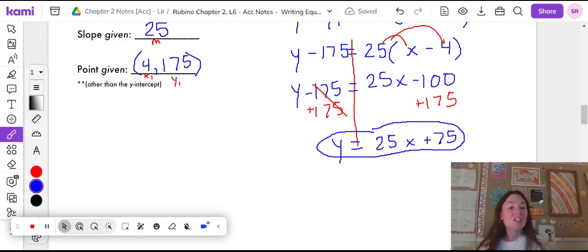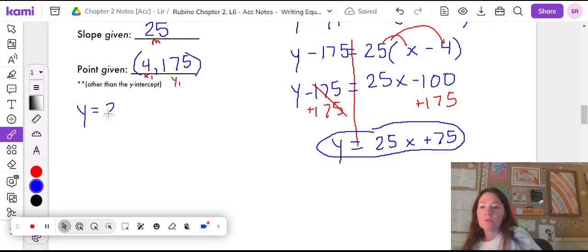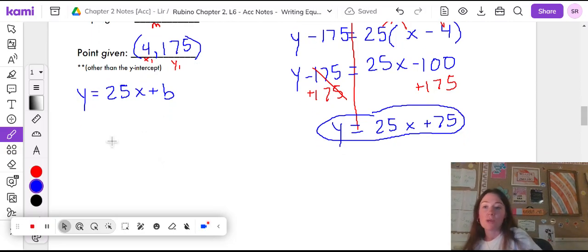Okay, so this is just another way of coming up with an equation. You guys already had one method of doing this. The other method would be to say, okay, I know my slope is 25, so it's going to be y equals 25x plus b. And then you could have plugged in this point to solve for b. This is the other way of coming up with the equation, okay?